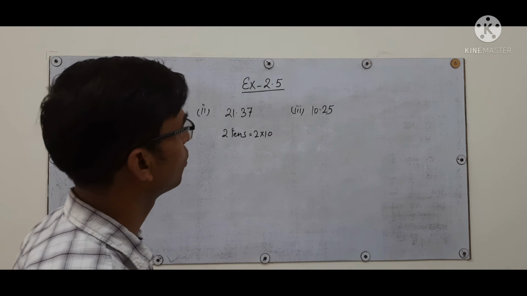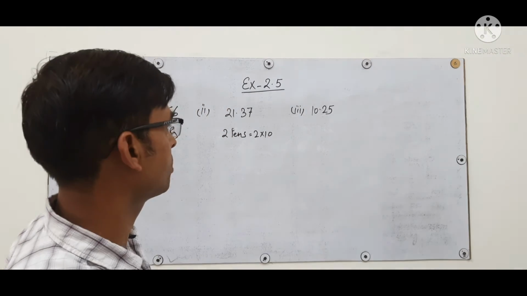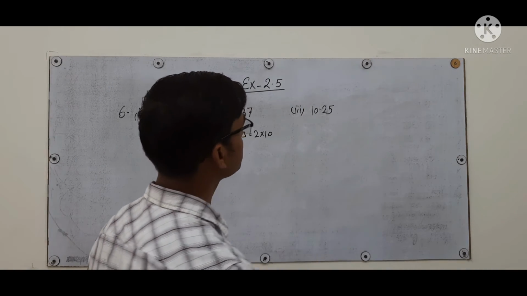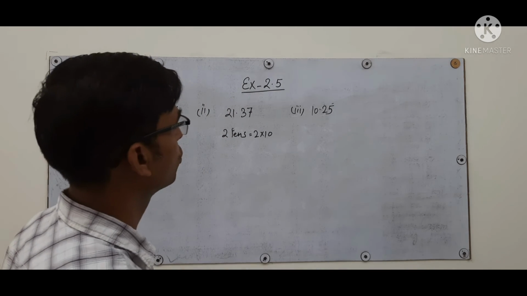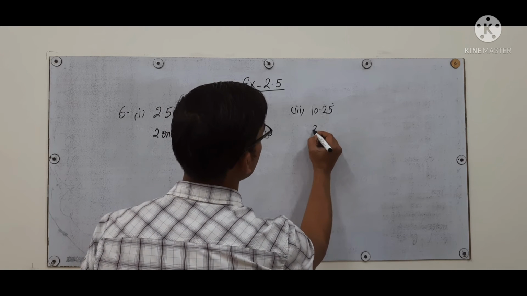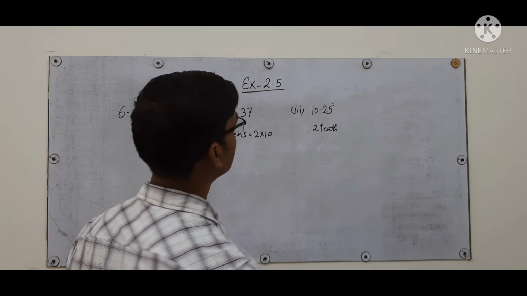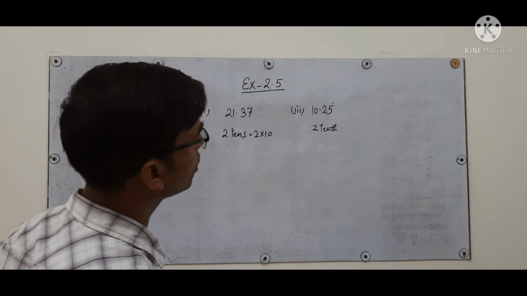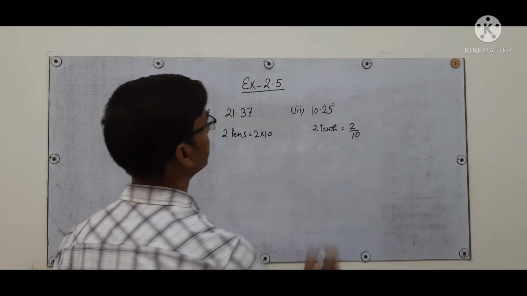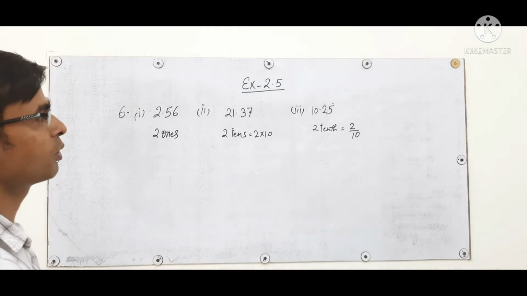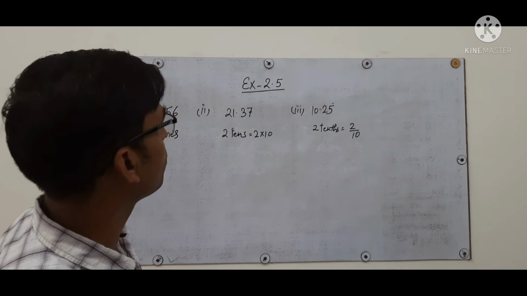And now we will proceed to its third part, and third part is 10.25. So in this question, here 2 comes after the decimal place. So what will it be? Not 2 hundredths, but here it will be 2 tenths. That is, it can be written as 2 upon 10. So place value of 2 will be here 2 tenths, that is 2 upon 10.